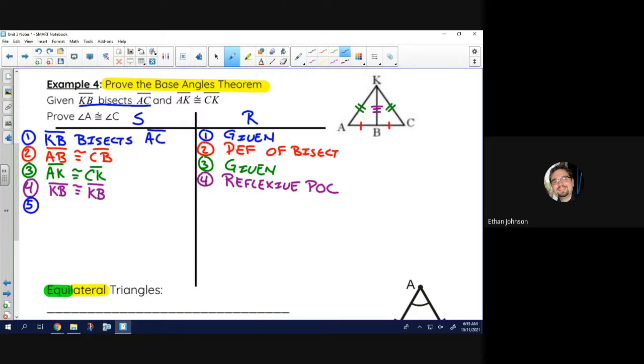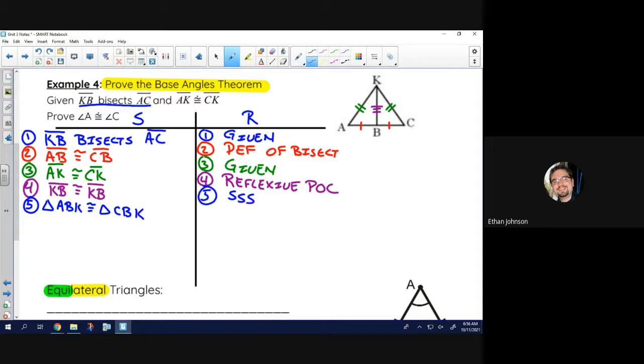So then I can say triangle ABK is congruent to triangle CBK. And our reason for this one is side, side, side.